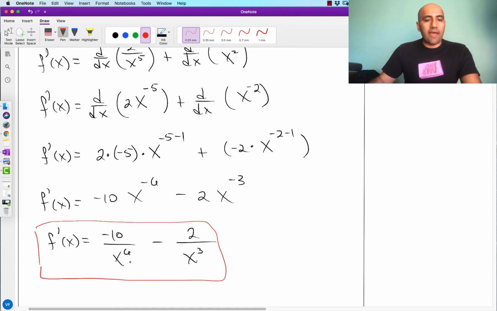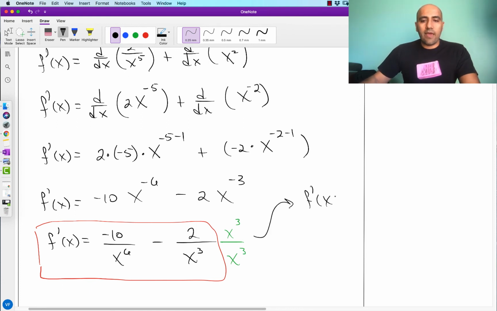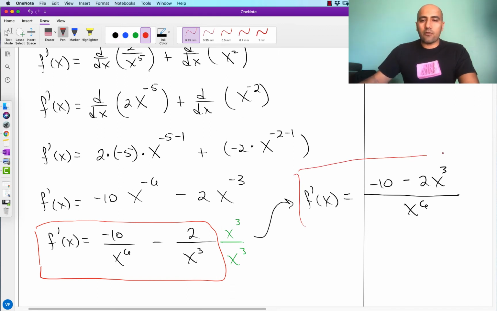Or we can also combine these into one big happy fraction. We can multiply the numerator and denominator of this one by an x to the power of 3 over x to the power of 3. Together that gives us x to the 6th power in the denominator, therefore matching. And so we can conclude that our derivative, f prime of x, is equal to one big happy fraction, where we have a minus 10 minus 2x to the 3rd power divided by x to the 6th power in the denominator. Another good form of our derivative.